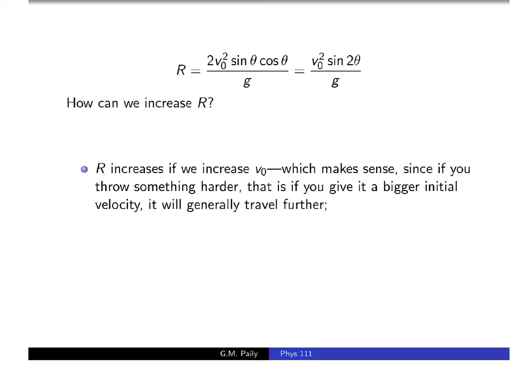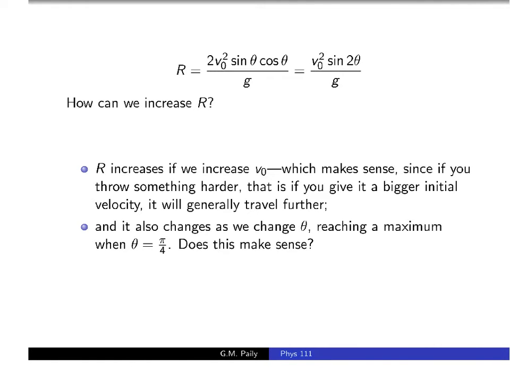As seems fairly obvious, if the launch speed v0 is increased, then the range will increase. In other words, if you throw something harder, it will go further. We also note that the range depends on the angle, theta. However, it's not as simple as increasing theta always increases the range. We notice that sine 2 theta reaches a maximum when 2 theta is equal to 90 degrees, or in other words, when theta is equal to 45 degrees. That is, theta equals pi over 4 radians. This will give us the maximum range.